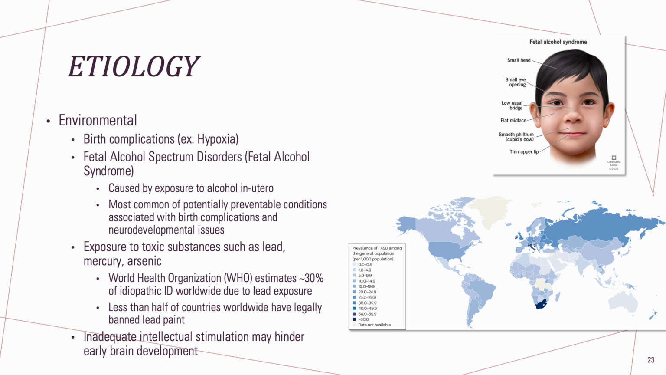Among other environmental etiological factors, we know that exposure to toxic substances such as lead, mercury, and arsenic are some risk factors. And then also inadequate intellectual stimulation is thought to potentially hinder early brain development.